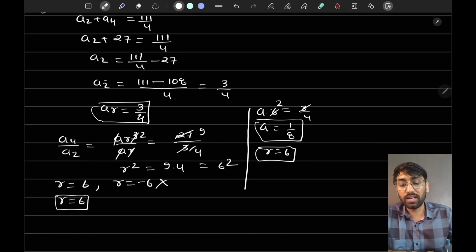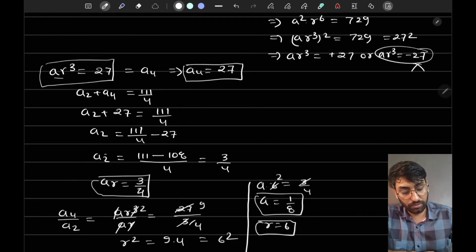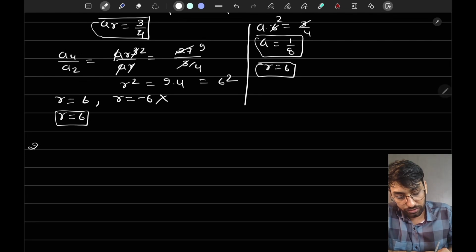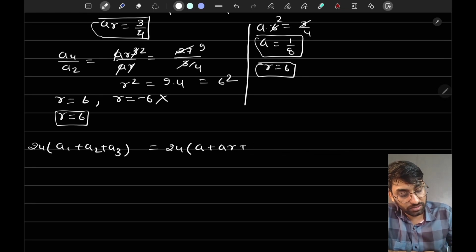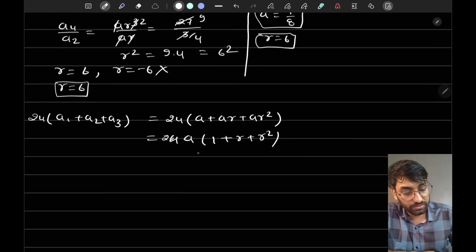Correct? Now what they are asking? They are just asking that 24 times A1 plus A2 plus A3 will be what? So 24 times A1 plus A2 plus A3, that is nothing but 24 times A plus AR plus AR square. Correct? So A value I will take common. So that is nothing but 24 into A inside 1 plus R plus R square. Correct? Now substitute the value. So A value is 1 by 8. So 24 into 1 by 8.